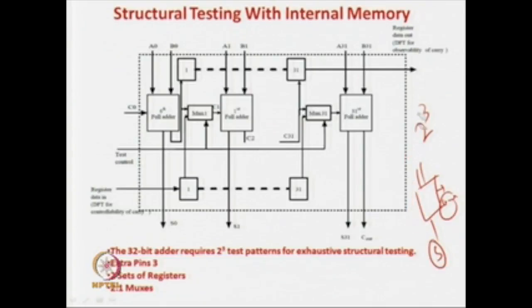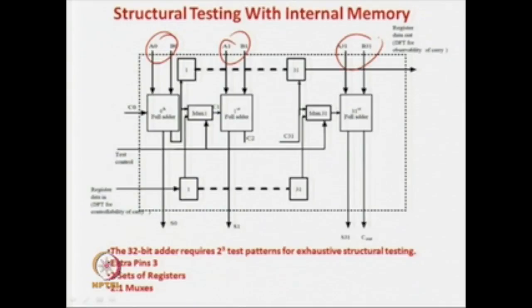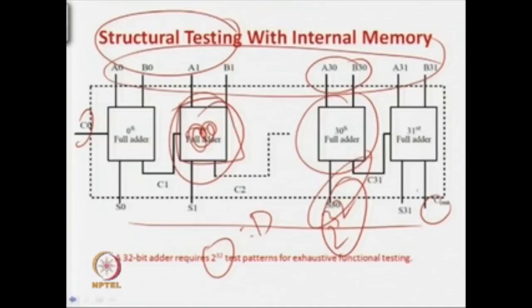If you look at the structure, it is very simple to apply the inputs because they are all available at the pinouts. We are going to test each individual unit, and the sum output and the carry output can easily be obtained. The problem is the intermediate carry, which goes from one adder to the next. This also has to be observed.